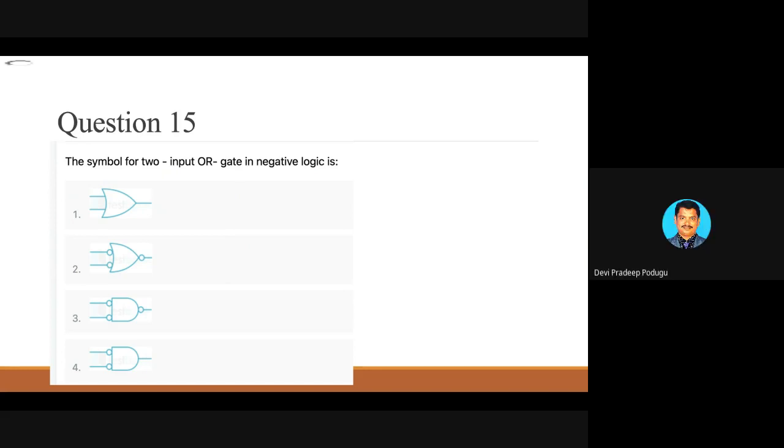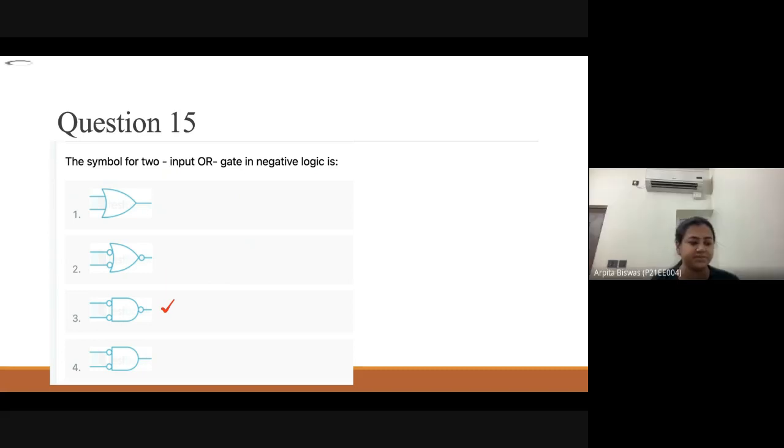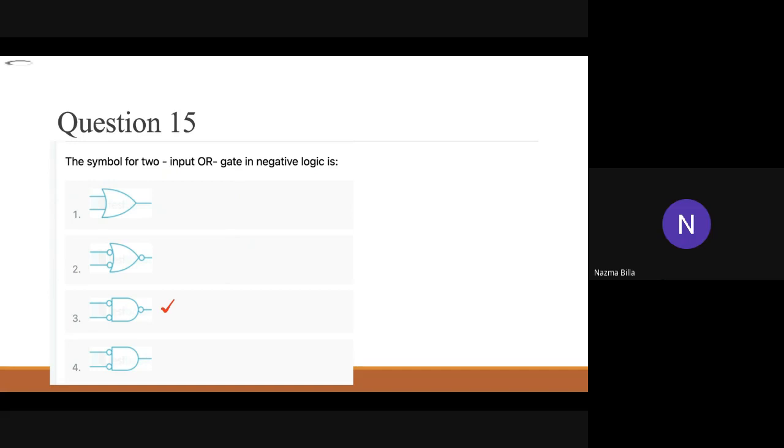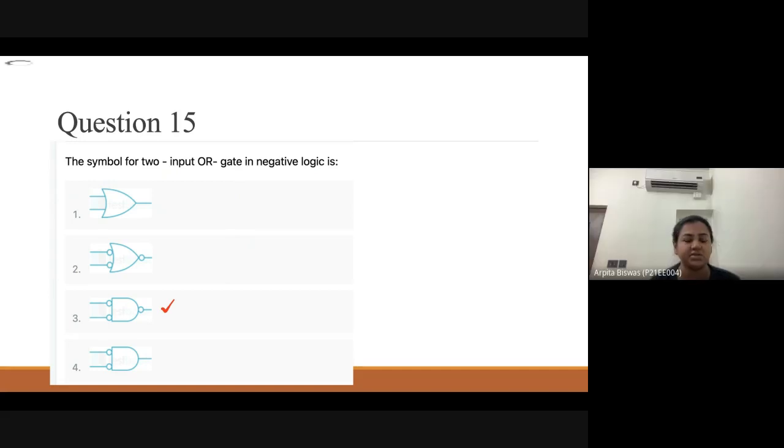Option 3, madam. NAND gate. A bar and B bar are given to the NAND gate. So A bar, B bar, whole bar, then it will be A plus B, madam. Okay. Nazma, what is the right answer? And can you please explain?